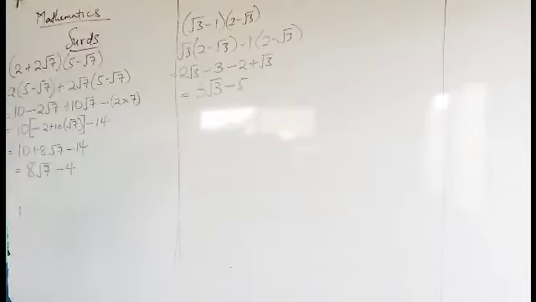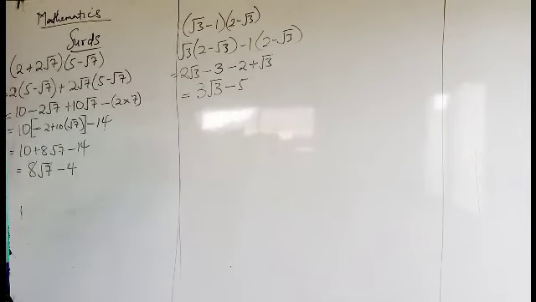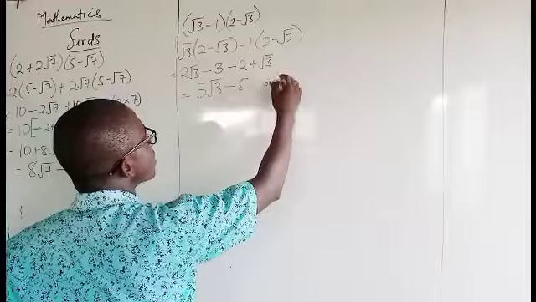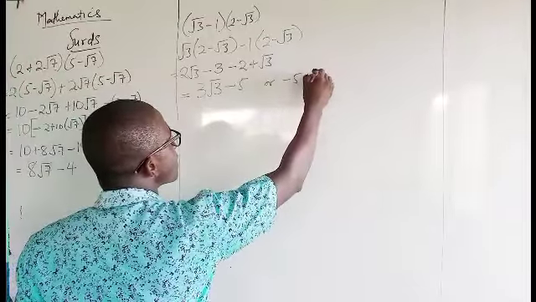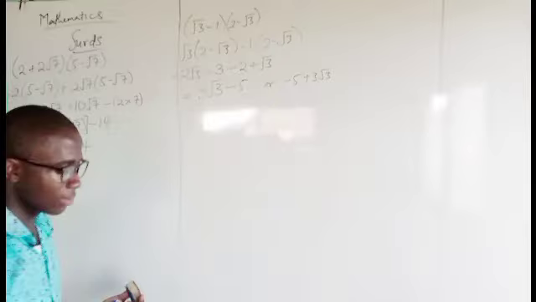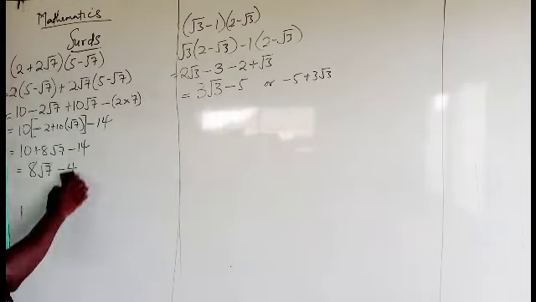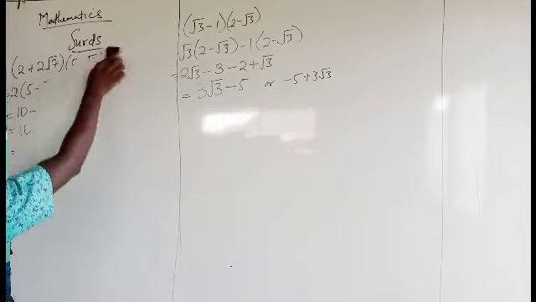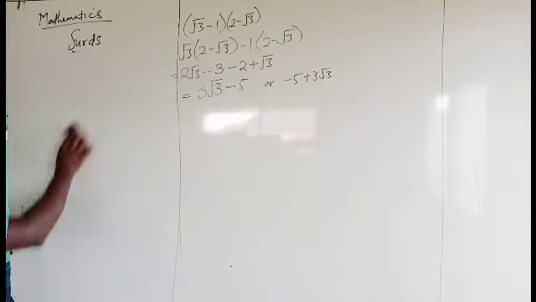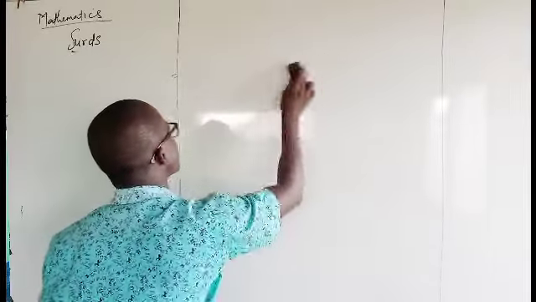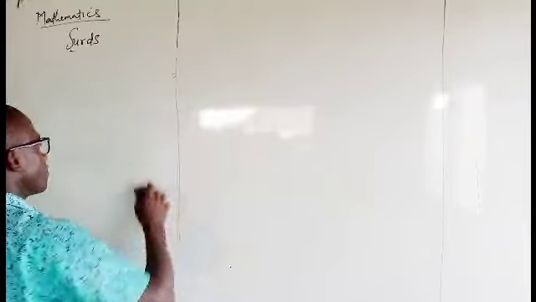So this will be our answer: 3 root 3 minus 5. Some may choose to write negative 5 plus 3 root 3. Still the same. Okay, so I hope this will help you solve questions involving surds. I hope everything is clear.